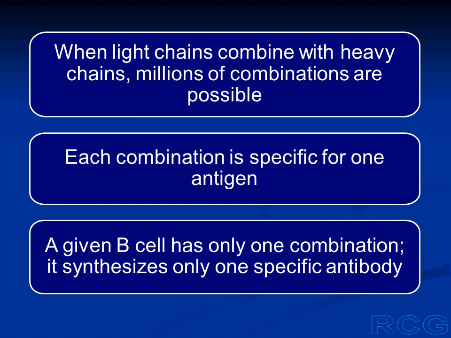So the variable region of all these antibody molecules will be different from each other. They will be complementary to different epitopes of different antigens. So each combination will be specific for one particular antigen. So this is how we can form a huge number of different antibodies, each of which is specific for one particular antigen. But in a given B cell, a given B lymphocyte, there is only one combination. So this B cell will synthesize only one particular antibody which can recognize one particular antigen.